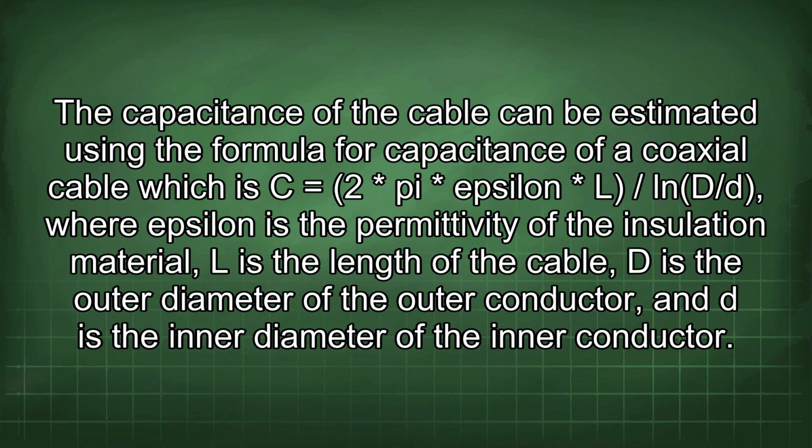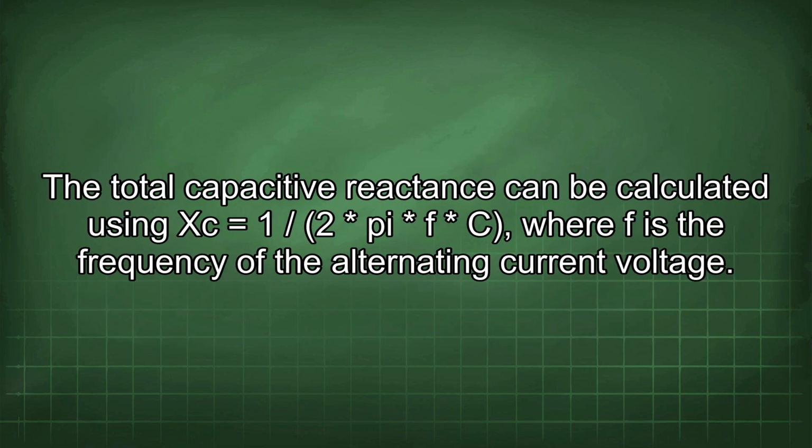The capacitance of the cable can be estimated using the formula for capacitance of a coaxial cable, which is C = 2πεL / ln(D/d), where ε is the permittivity of the insulation material, L is the length of the cable, D is the outer diameter of the outer conductor, and d is the inner diameter of the inner conductor. The total capacitive reactance can be calculated using Xc = 1 / (2πfC), where f is the frequency of the alternating current voltage.